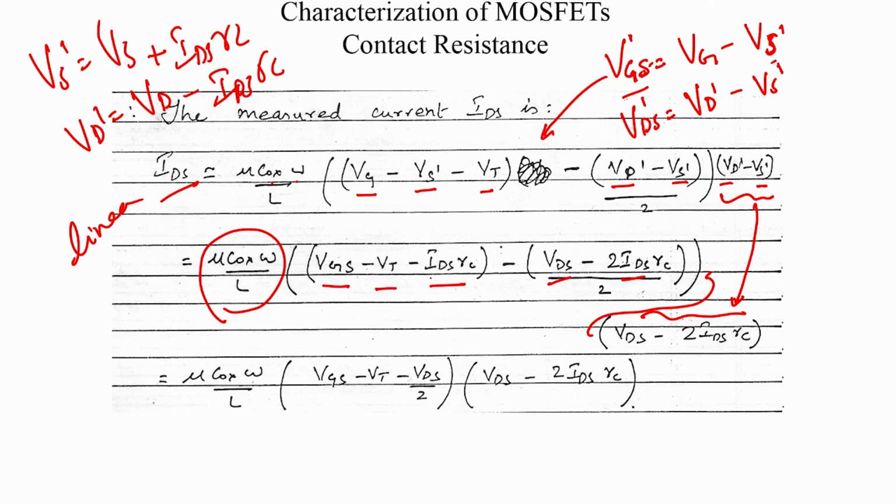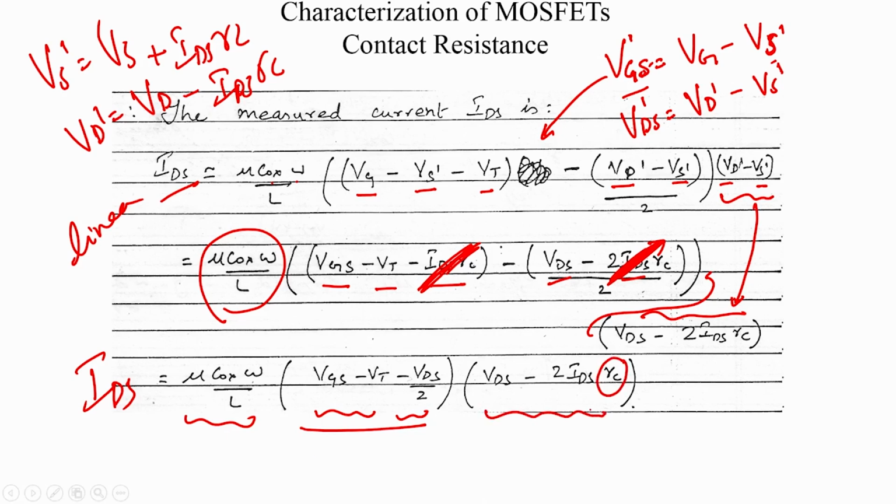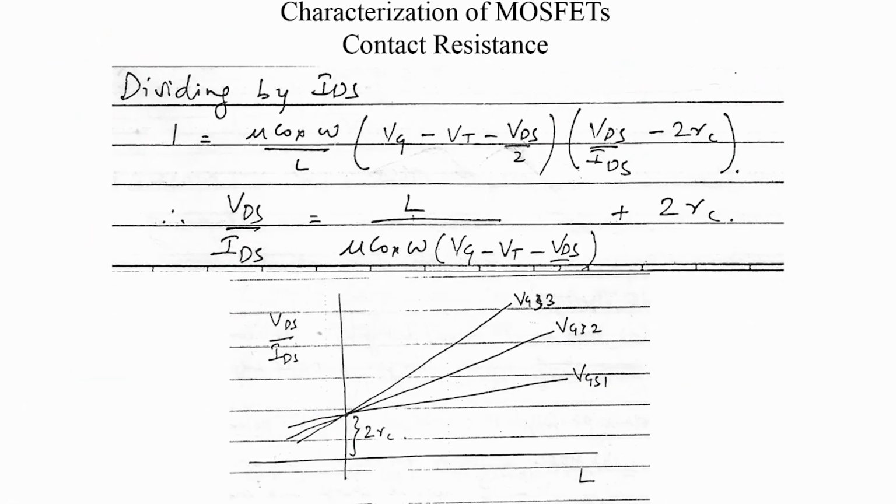So, you find that this minus Ids Rc term cancels with this plus Ids Rc term. Okay, so, these two make it a plus Ids Rc and the 2 divides and these two terms cancel off. Okay, so, what we are left with is the actual Ids in the MOSFET is mu Cox W over L into Vgs minus Vt minus Vds by 2. So, this term actually remains unchanged, but the contact resistance influences this term here, it is Vds minus 2 Ids Rc.